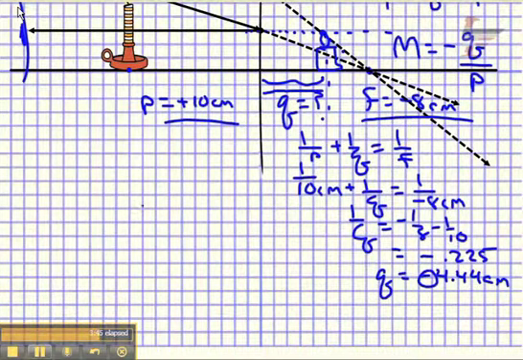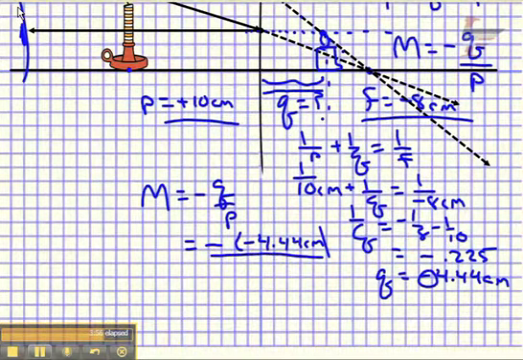The magnification, remember, is negative Q over P. So negative Q over P would give us -4.44 centimeters, all divided by P, which was 10 centimeters, giving us a magnification of positive 0.44. Now, that means it's about half the size. The positive sign means it's upright, and we can see that our image is upright.